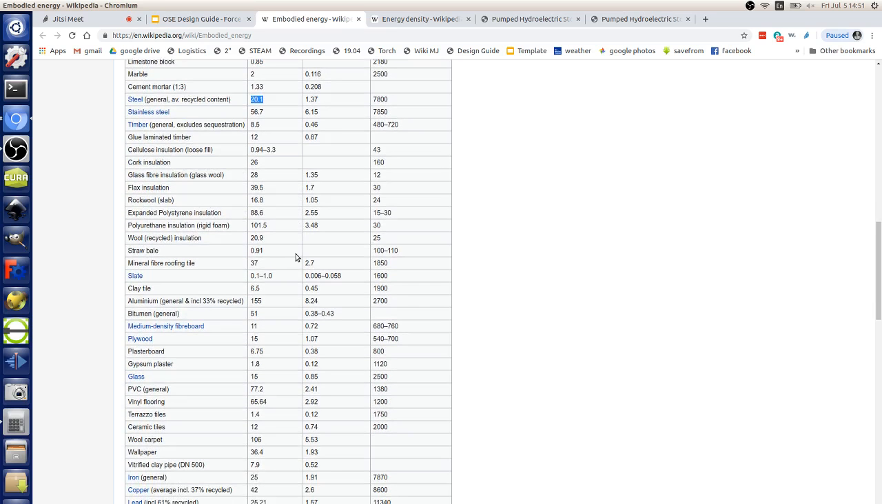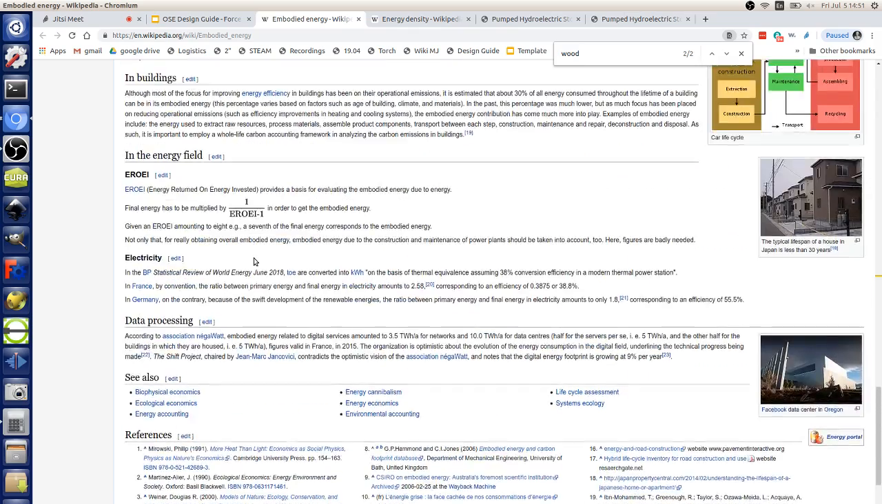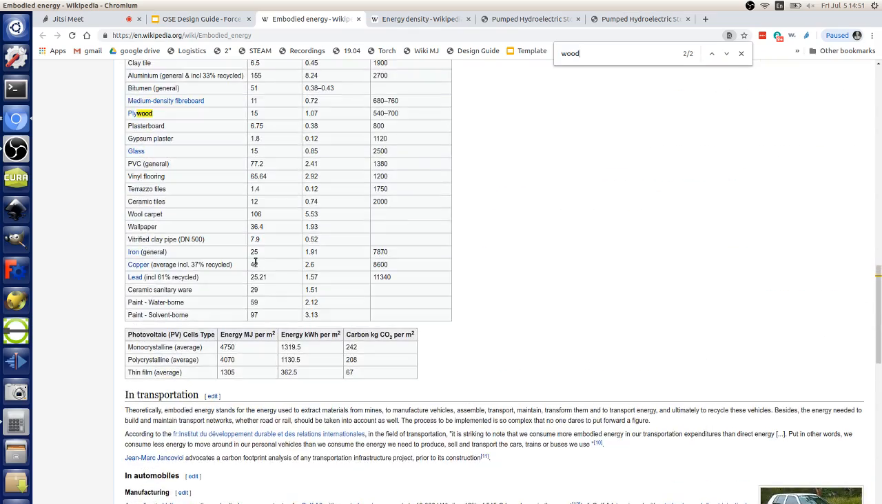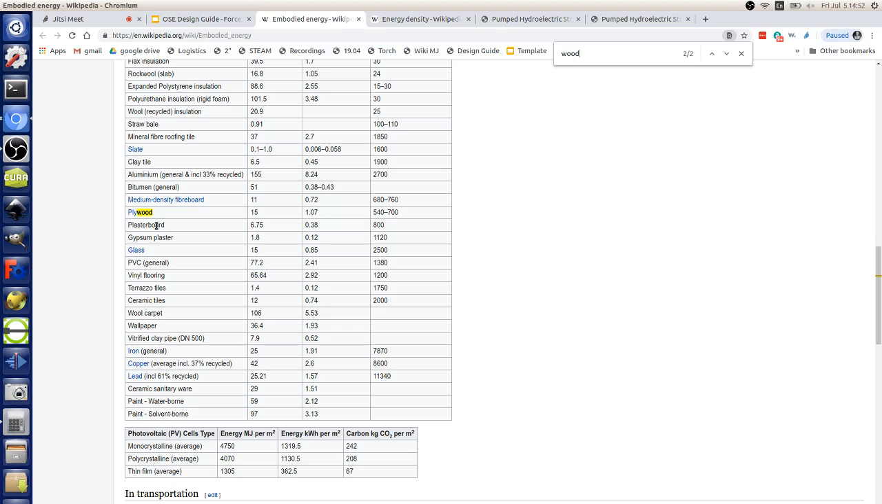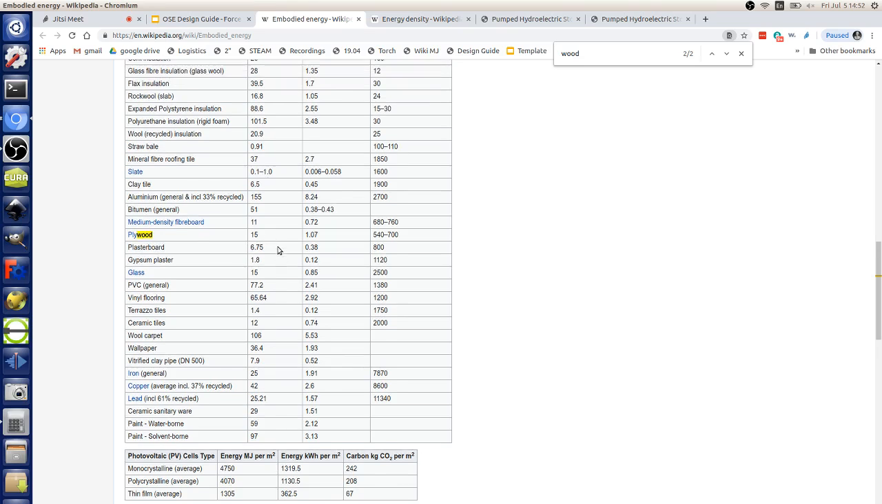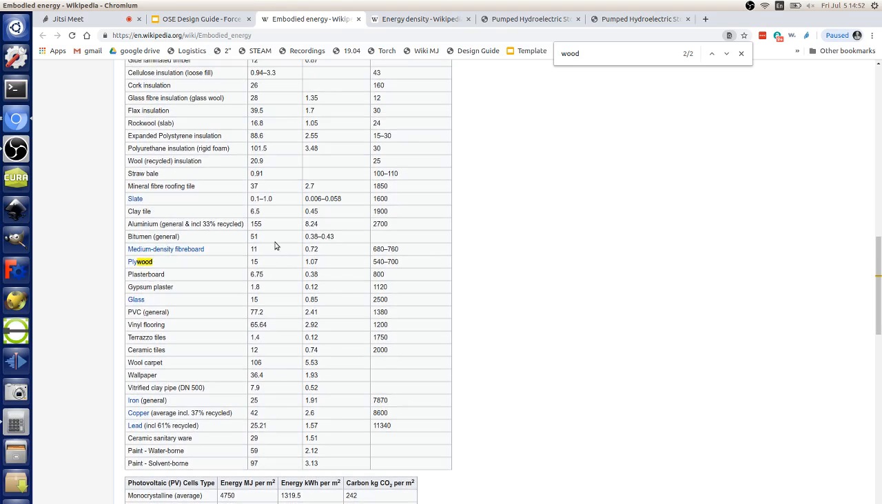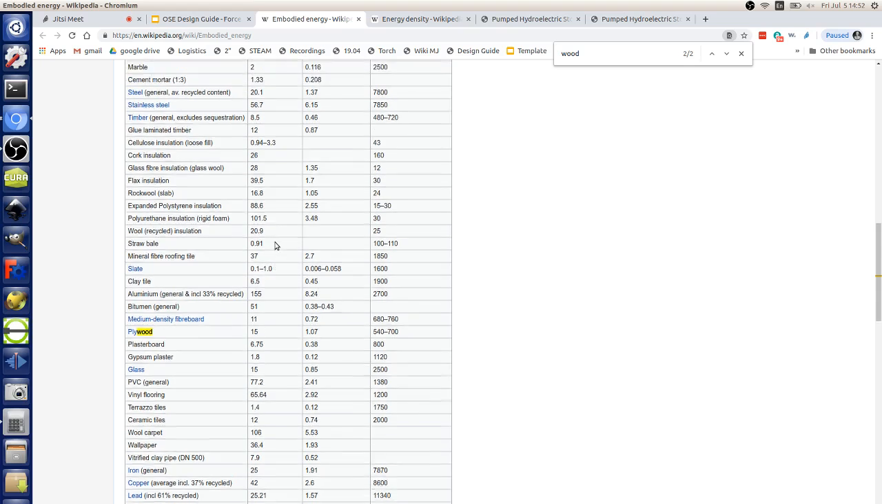That's pretty interesting. But look at wood. Where's wood? Which kind of blows me away because I didn't appreciate it. Where's the wood here? Plywood. Well, here plywood is 15. Where's the wood in there? Plywood is there.